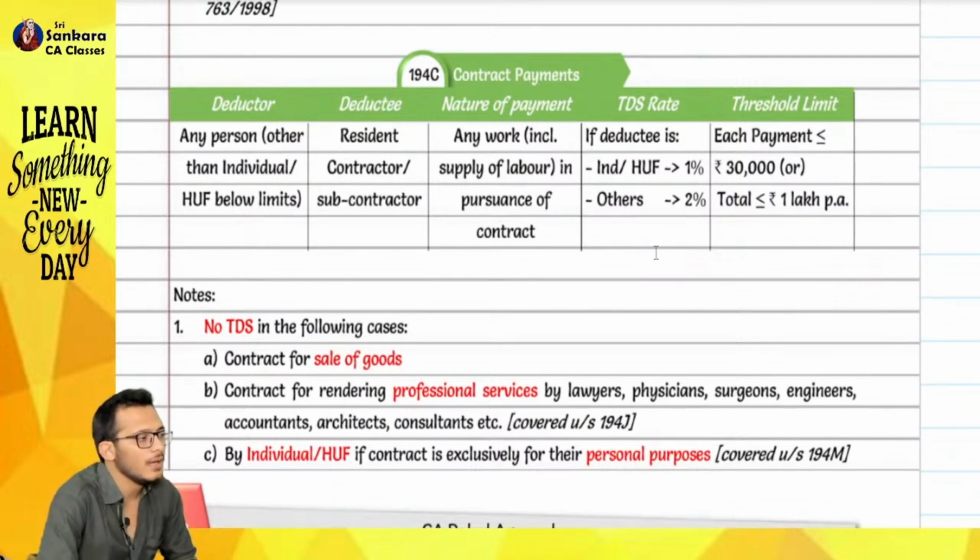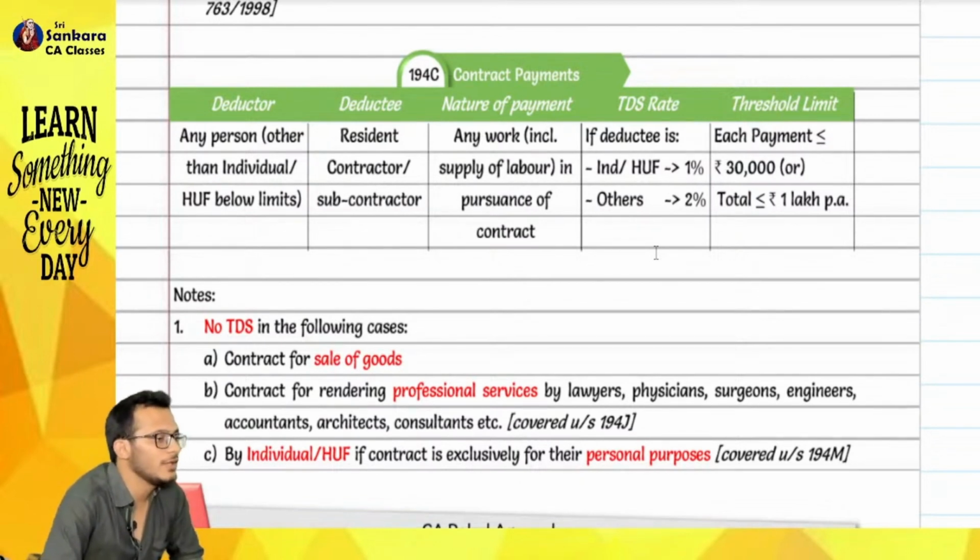Up to what limits? If it is an individual payment, it should not go beyond 30,000 rupees. If it is the overall payment, it should not go beyond 1 lakh rupees for the whole year. Individually, the limit is 30,000 rupees per payment and 1 lakh rupees per year. If it goes beyond that, you need to deduct TDS from rupee 1.